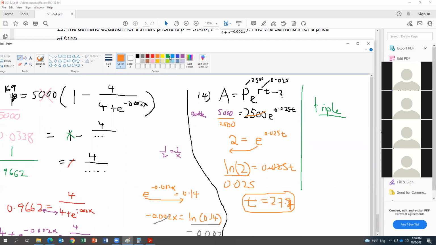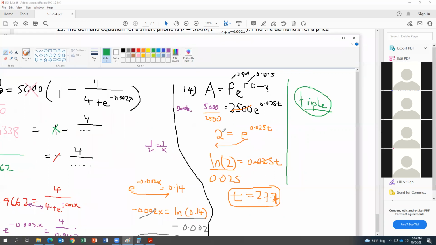Now, the question also asks us for triple. So when I ask for triple, what happens? You do not need to change the 5,000. Can someone tell me what we can do with this formula if I want it to be triple? You can do 3 equals e to the 0.025t. So you just need to change this 2 to become 3. So it's a shortcut here. You do not need to do all this work anymore.